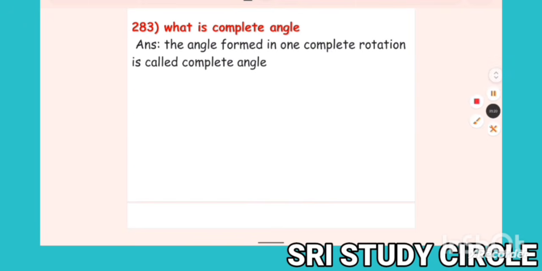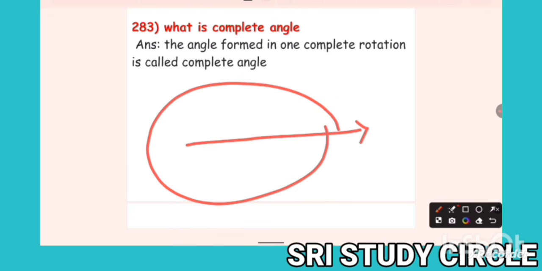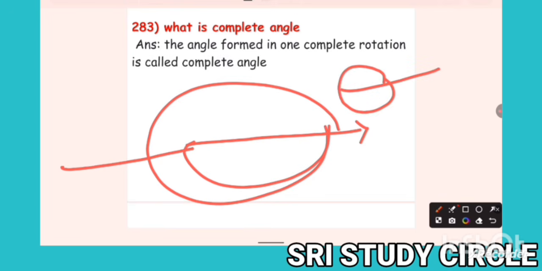What is the complete angle? Complete rotation means the arm rotates around the fixed arm in the same direction. It completes one circle. How much angle is that? 360 degrees. The angle formed in one complete rotation is called complete angle.